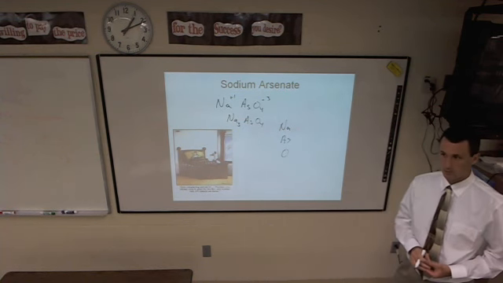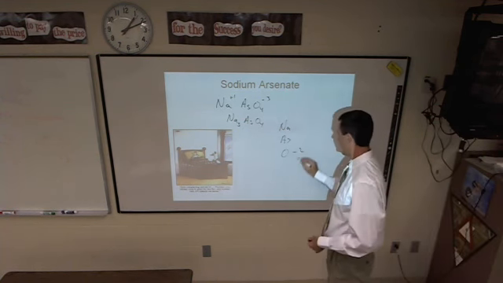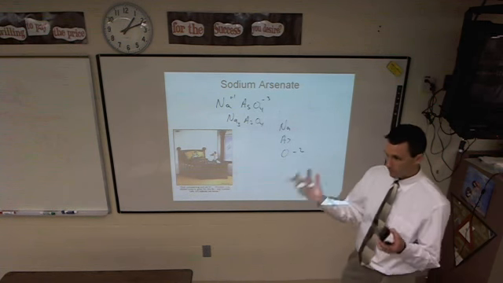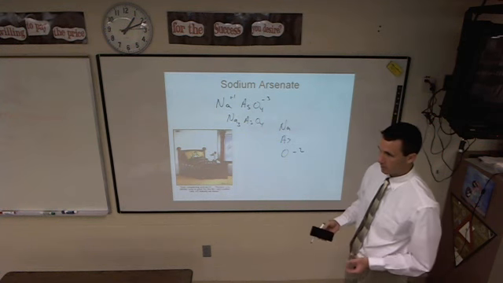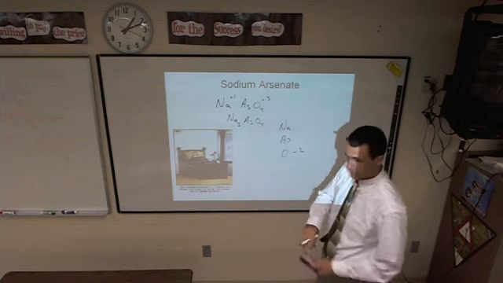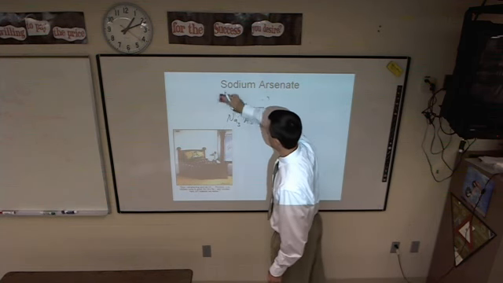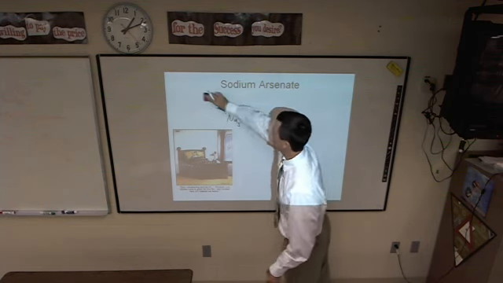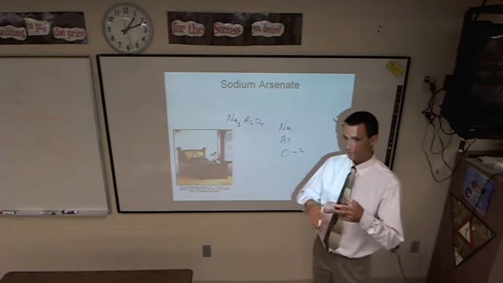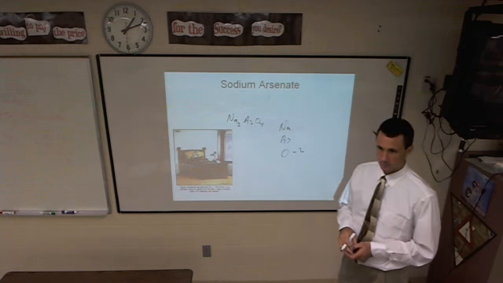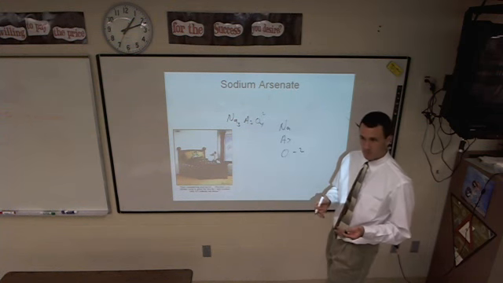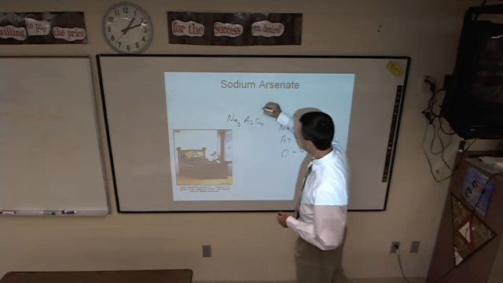What is O? -2. Now, is it always -2? For what we're going to do, yes. When you get to college, no. There are going to be some exceptions, like hydrogen peroxide, H2O2, where O is a -1. But here I'm saying -2. So you've got -2 there, and if there's 4 of them, oxygen equals -8.